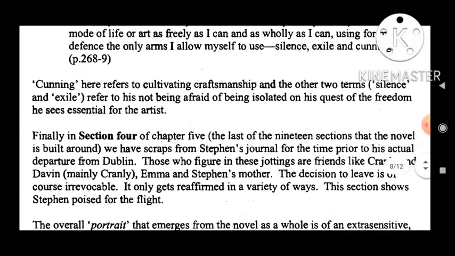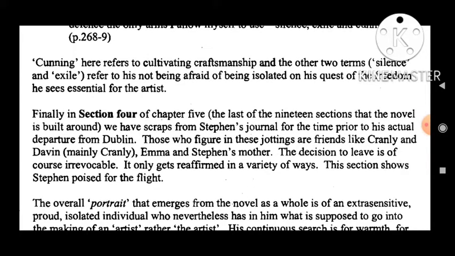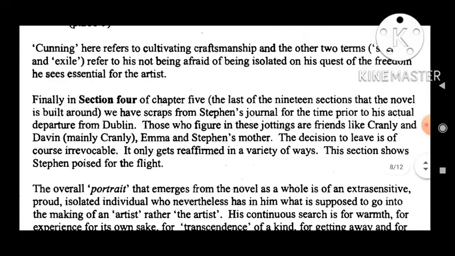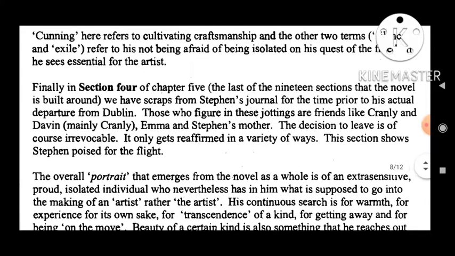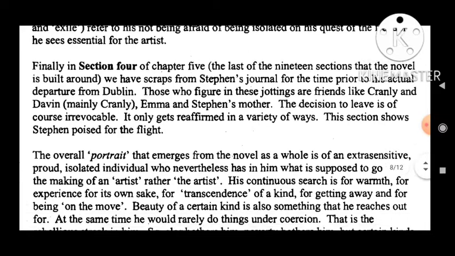Page 269. Cunning here refers to cultivating craftsmanship, and the other two terms, silence and exile, refer to his not being afraid of being isolated on his quest of the freedom he sees as essential for the artist.